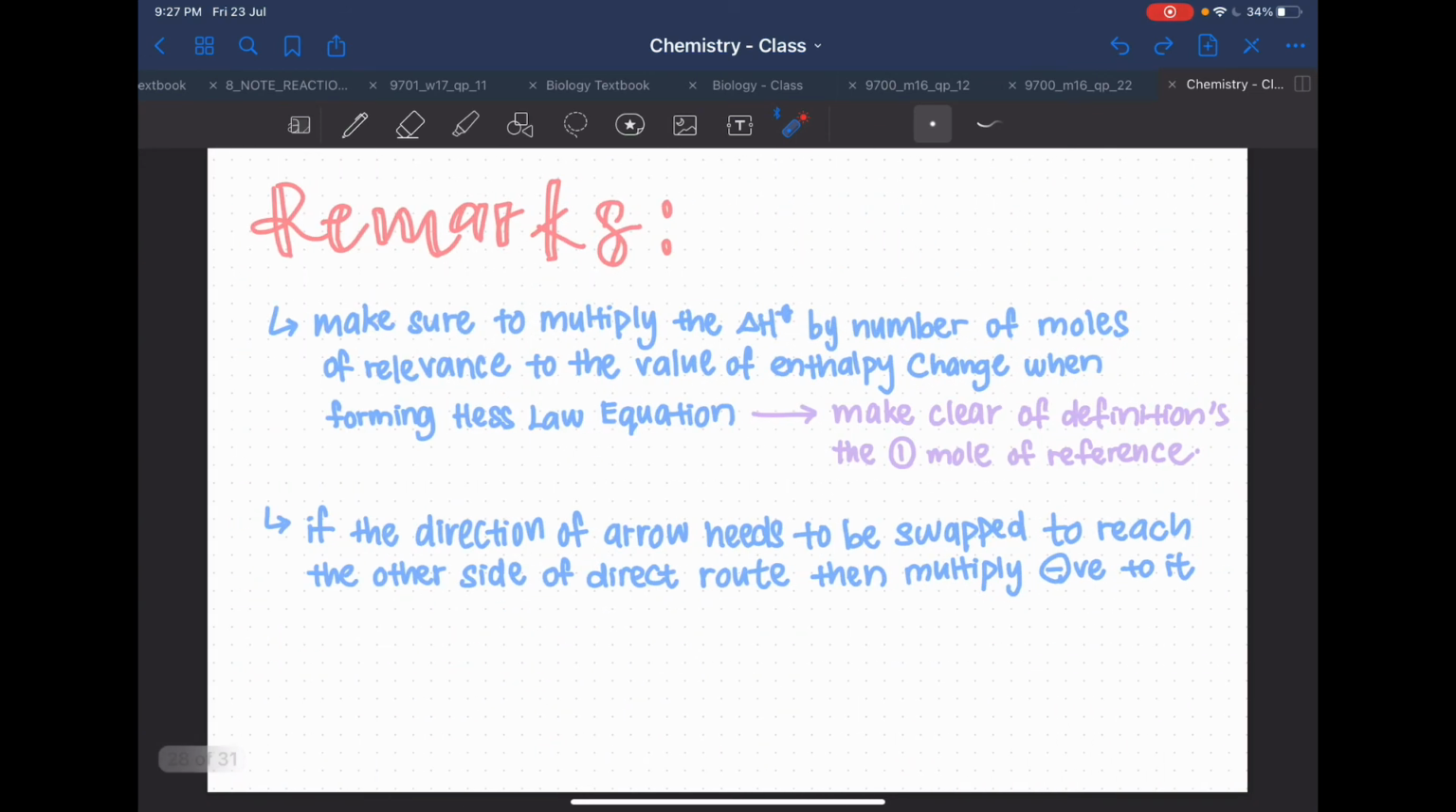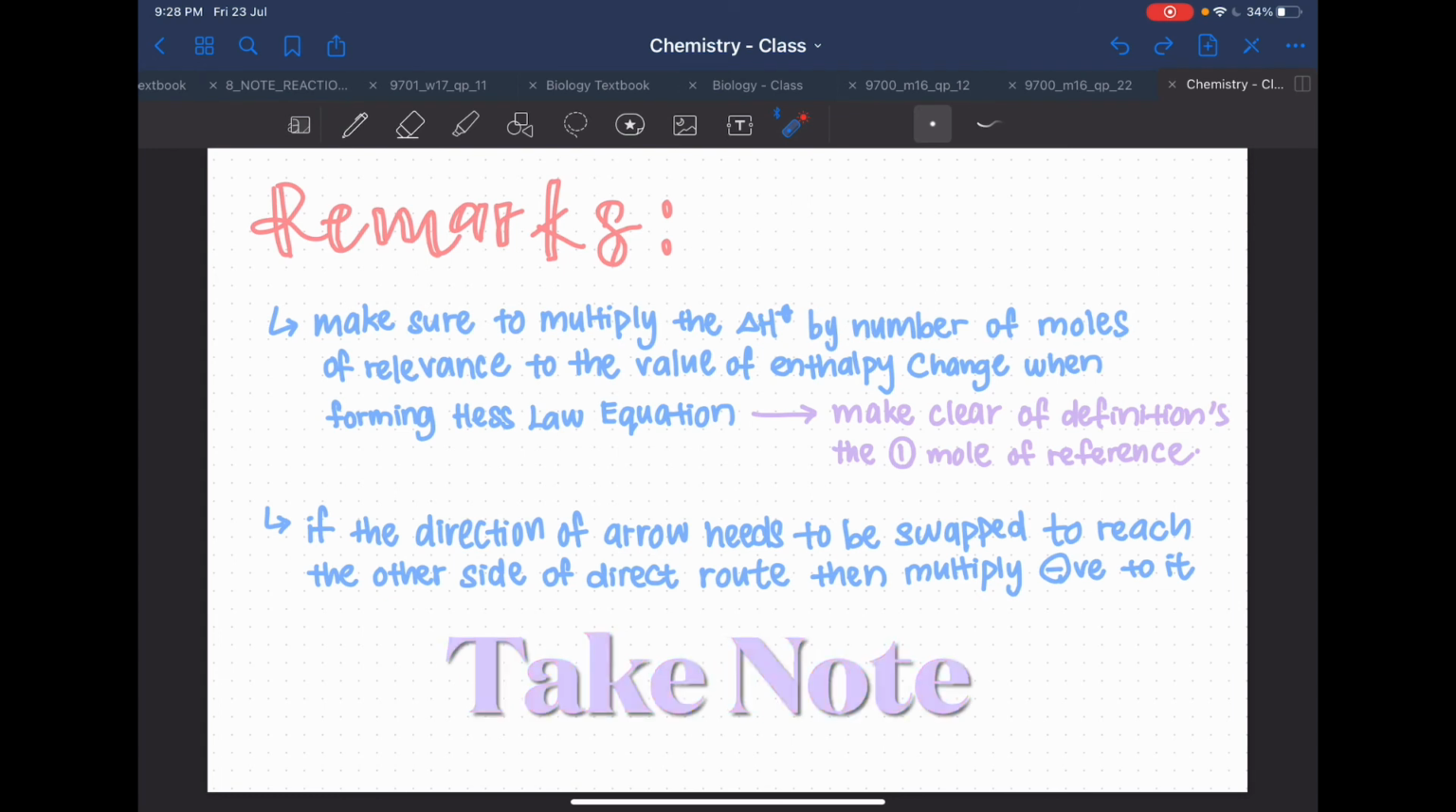So the remarks I want to make when tackling Hess's law cycle questions is that we need to take care of the mole of reference of the definition when we calculate using Hess's law. We need to multiply the enthalpy changes by what is necessary to account for the mole ratio in the reaction. We need to take care of the moles that we need to multiply. Also, if the directions of the arrows are not the way we want to form the indirect route, to flip it, we need to times a negative to it.